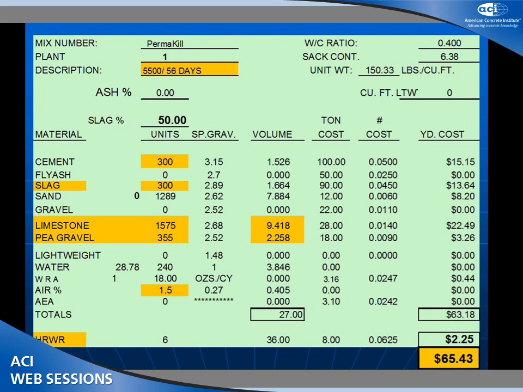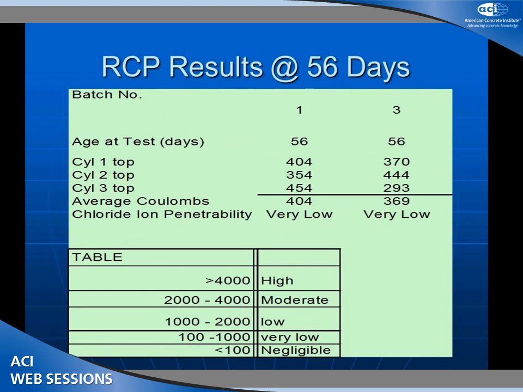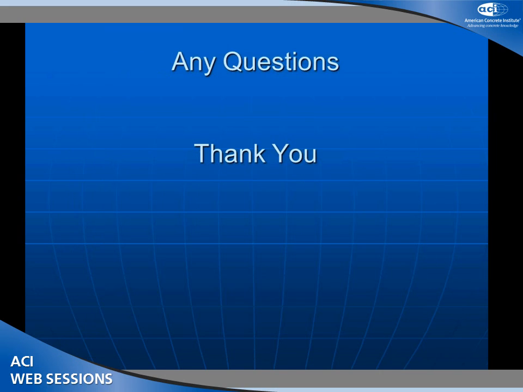The high SCM replacements give us the ability to be much denser. And this is a 56-day result. And our low trial batch has actually gotten us in the very low category. Again, it was a 100 to 1,000. And in this case, it's 56 days. So we meet the very low requirements. Success.